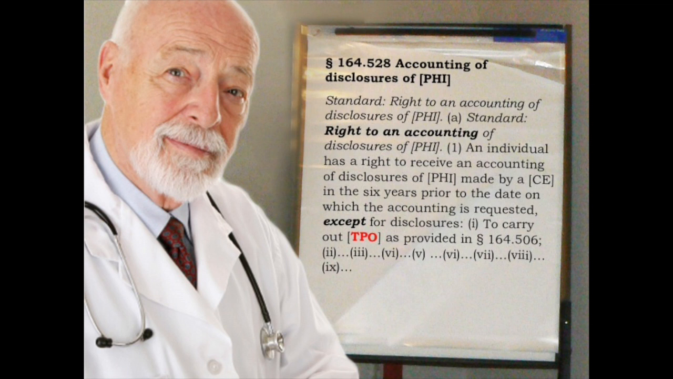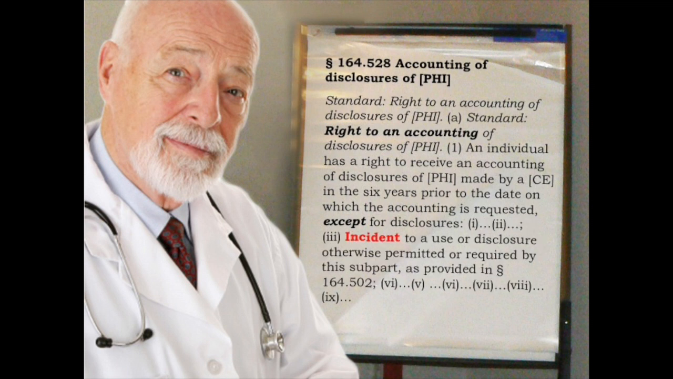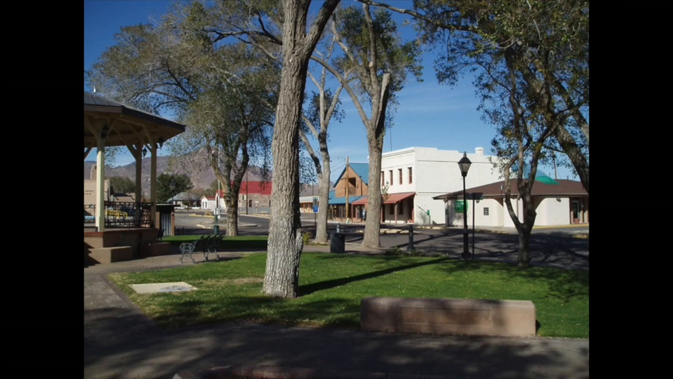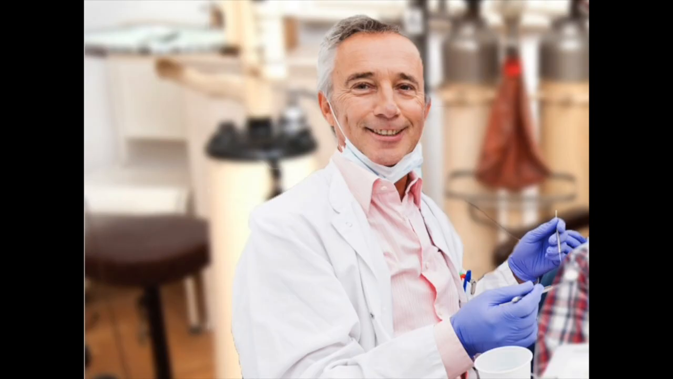The accounting rule excludes TPO and incidental disclosures and informal disclosures allowed by Section 164.510. And there's a few other exceptions that don't apply. Thanks, Dr. Hudson. But would you take care of my prescription now? My tooth really hurts. Sure, I'll get the pharmacist on the phone. Your husband is the best dentist in town. There's no reason why you should have to go to someone else.